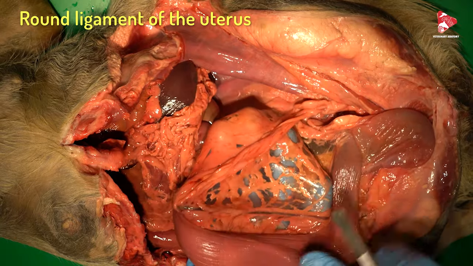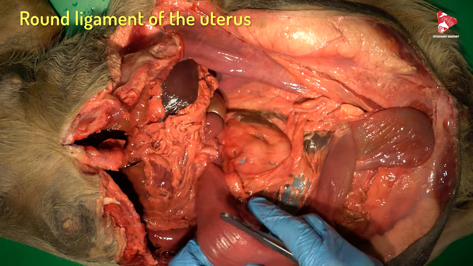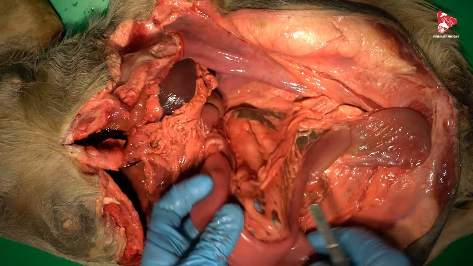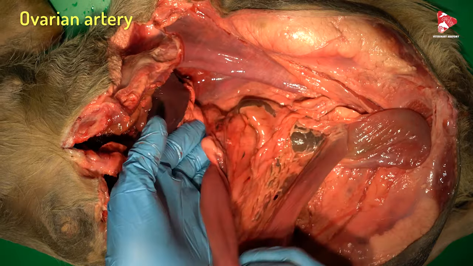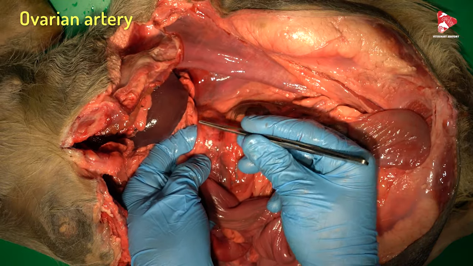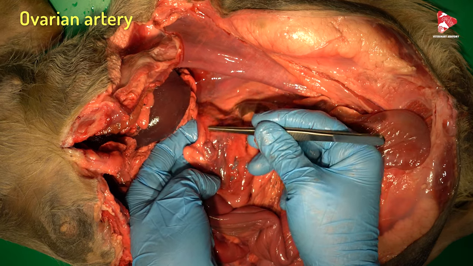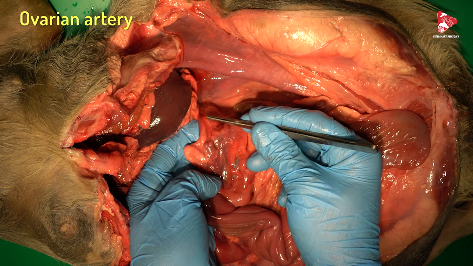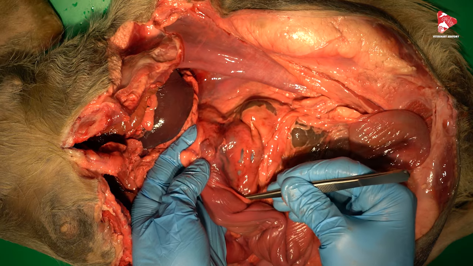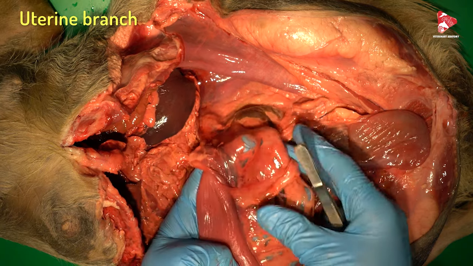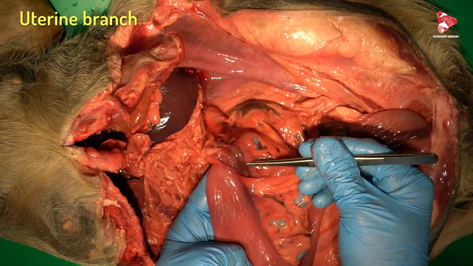Where to find the round ligament? Exactly from the lateral surface of the broad ligament to the inguinal ring or inguinal canal there. Okay? Again, regarding the blood supply to the ovary, we have the ovarian artery, which we can see here next to the suspensory ligament of the ovary. If you follow and dissect it, you will find that it comes directly from the abdominal aorta. It goes directly to the ovary and supplies it with blood, and before going to the ovary, it gives a branch caudally called the uterine branch. We can see it here, this dark structure. This is the uterine branch of the ovarian artery.